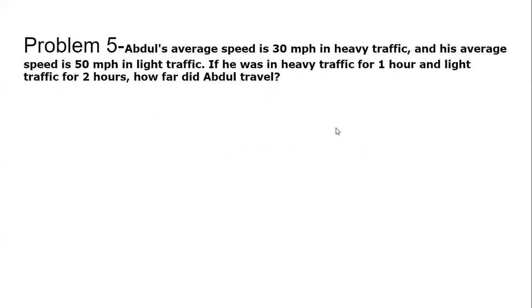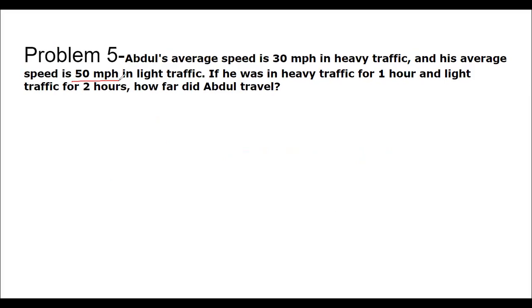Problem 5. Abdul's average speed is 30 miles per hour in heavy traffic. So once again, he's going 30 miles for every hour. It's not very fast. His average speed is 50 miles per hour in light traffic. So he's getting 50 miles for every hour here, 30 miles for every hour there. If he was in heavy traffic for 1 hour and light traffic for 2 hours, how far did Abdul travel?